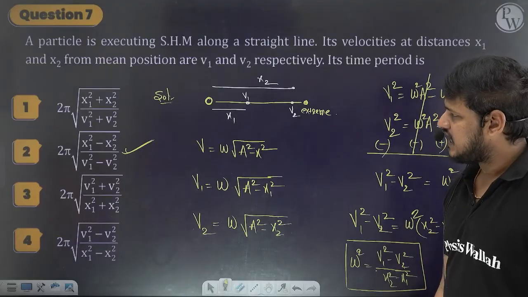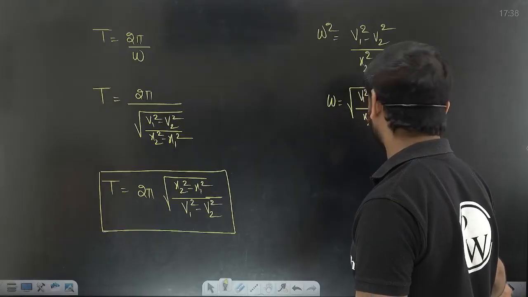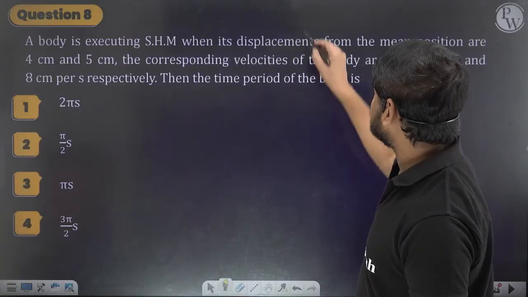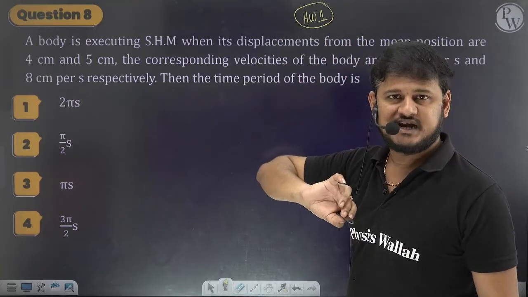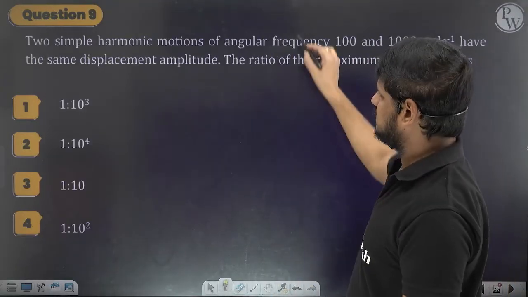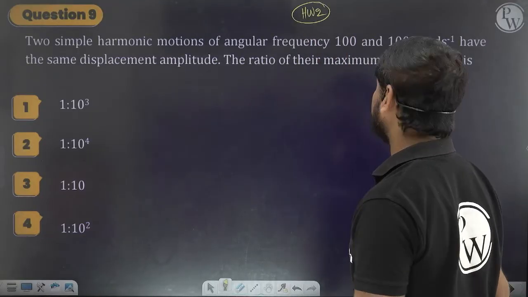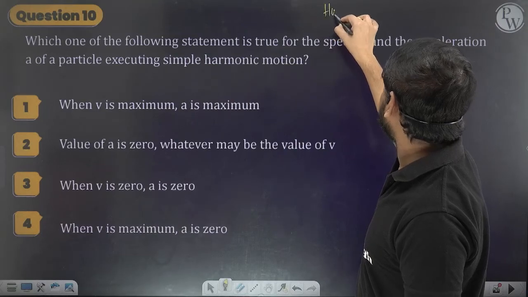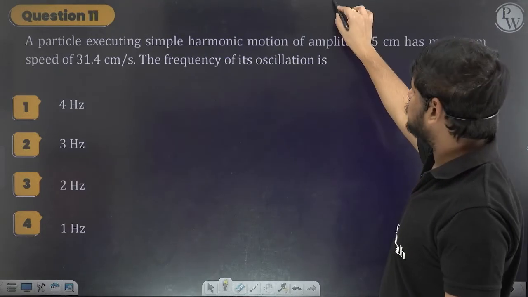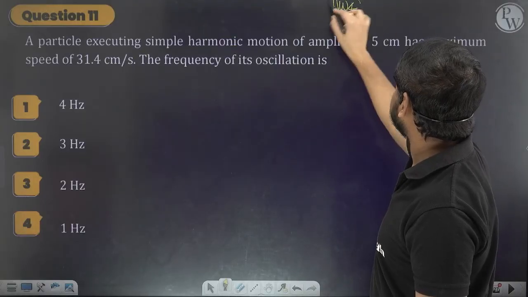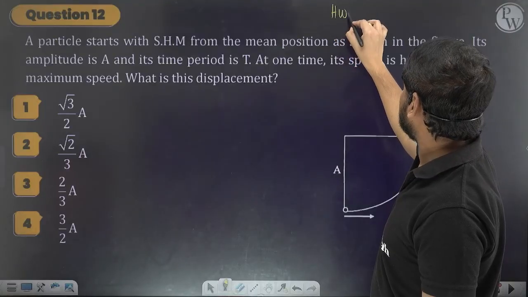Done guys? Everyone clear with this? This is the standard result you have to remember. This question is just formula based. The previous one, take it as homework. This question also, take it as homework 2. The simple question, this one you can directly answer now, homework 3. This question also you can solve easily, homework 4. This is also easy, homework 5.